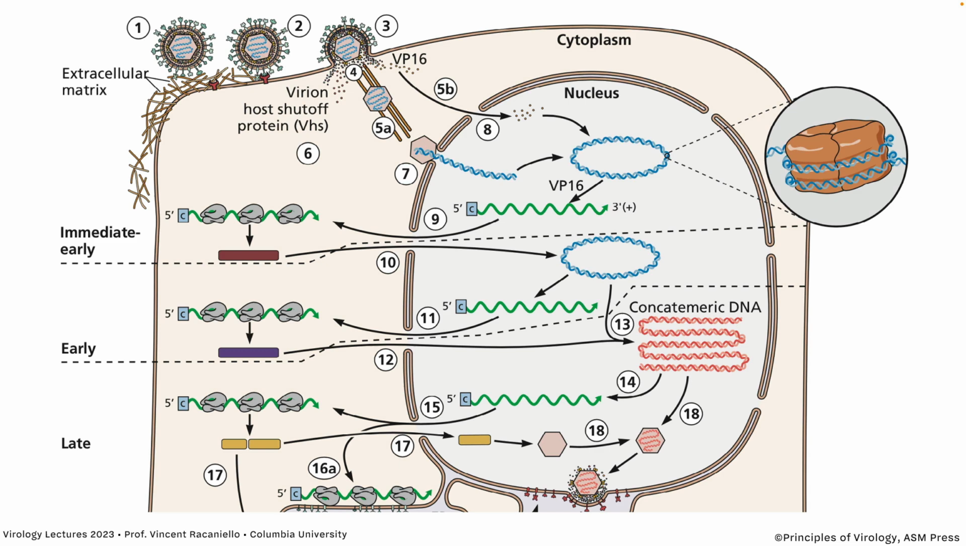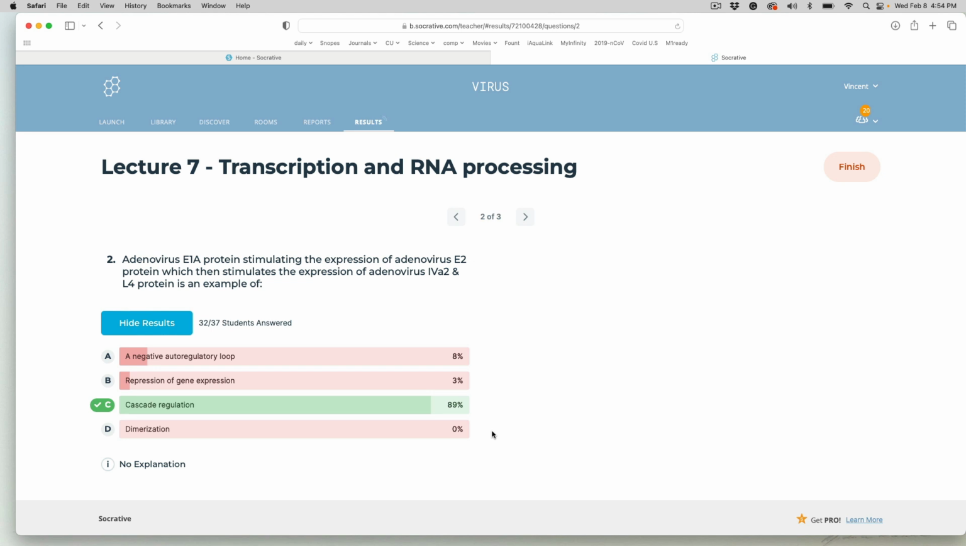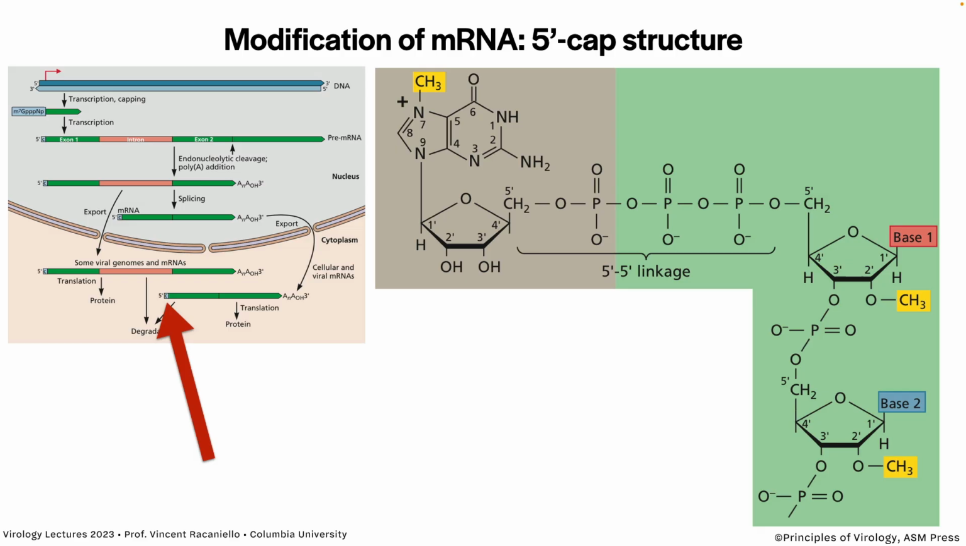Adenovirus E1A protein, stimulating the expression of adenovirus E2 protein, which then stimulates the expression of L4, is an example of: negative autoregulatory loop, repression of gene expression, cascade regulation, dimerization. All right, you got cascade regulation, that's correct. So we have one thing turning on another, that's a cascade. It's not negative autoregulatory, it's all positive interactions. It's not repression.